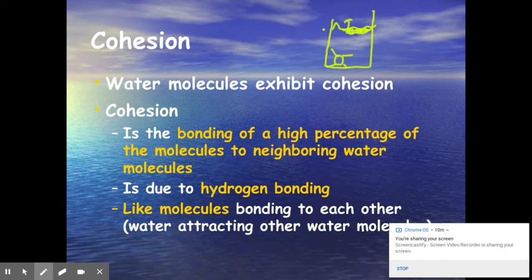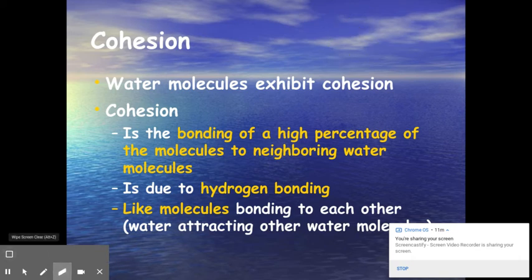It creates almost like a skin. It allows certain insects to live on the surface of water. You can even make a paper clip look like it's floating. It's not floating. It's basically suspended on the top of water because water has that surface tension. So again, cohesion. Why is it important? It allows water to have a surface tension.